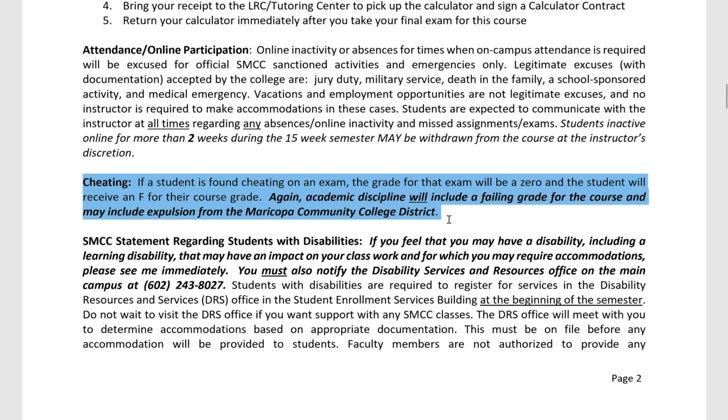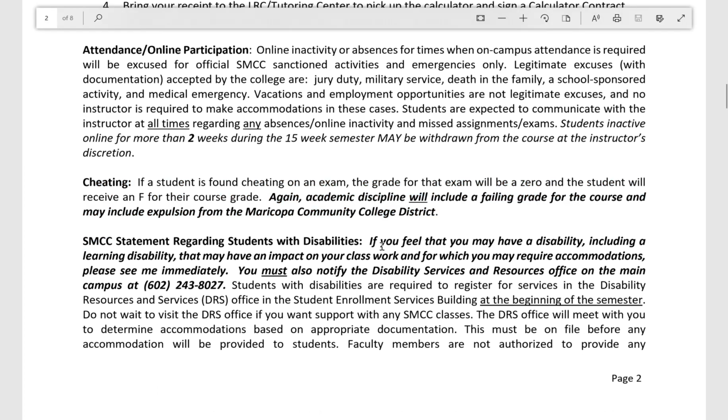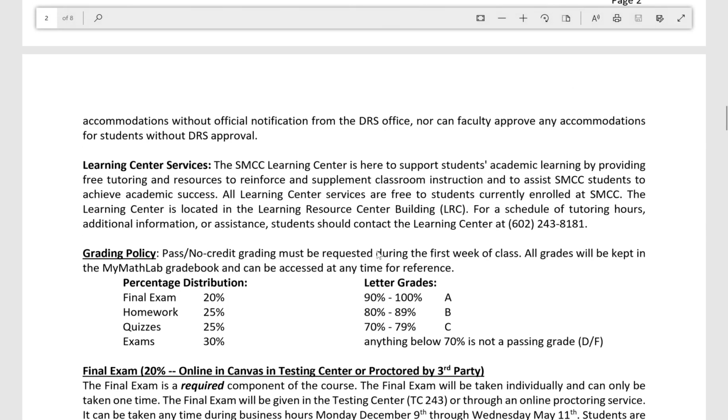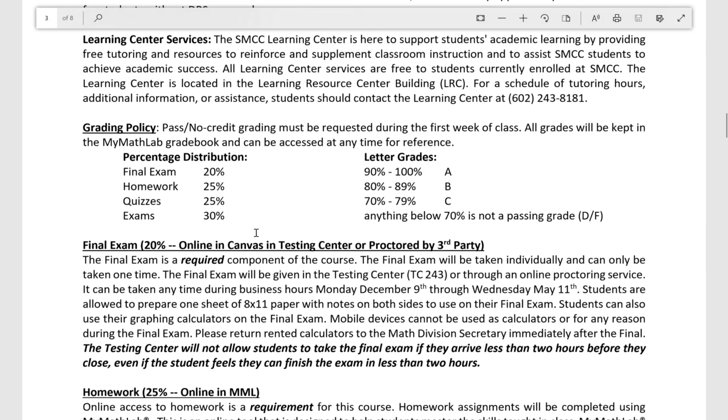Cheating is an important one. If you cheat, you fail the class, period. I have a no tolerance policy on that. Please don't cheat. Here's some more stuff. I'll let you read the details.